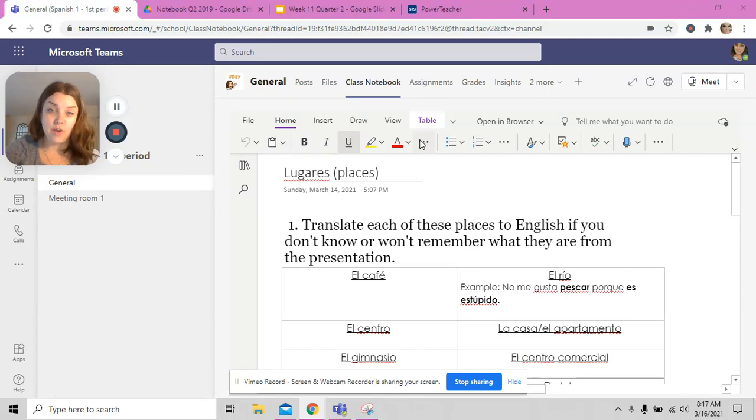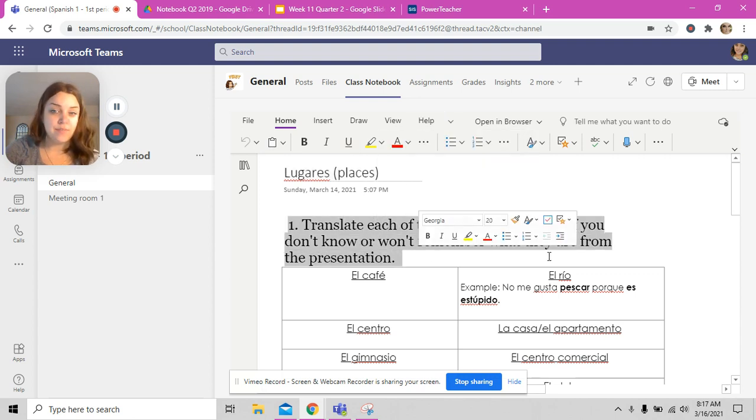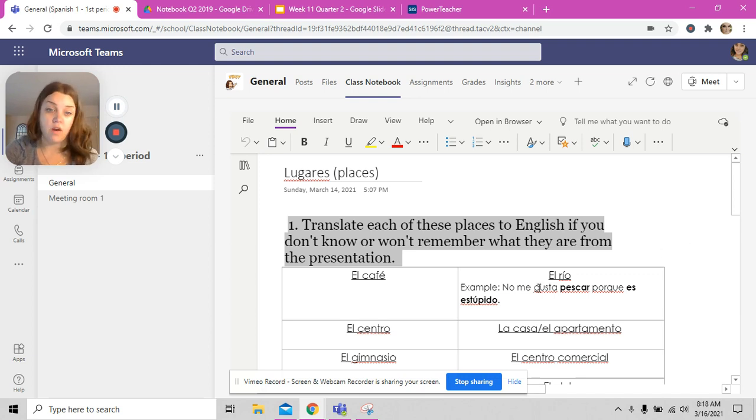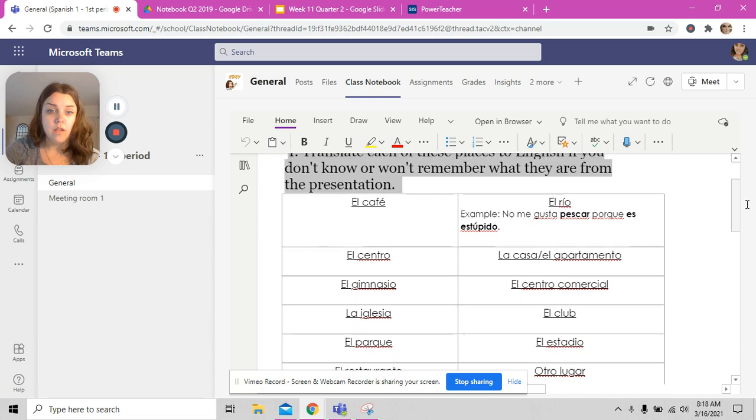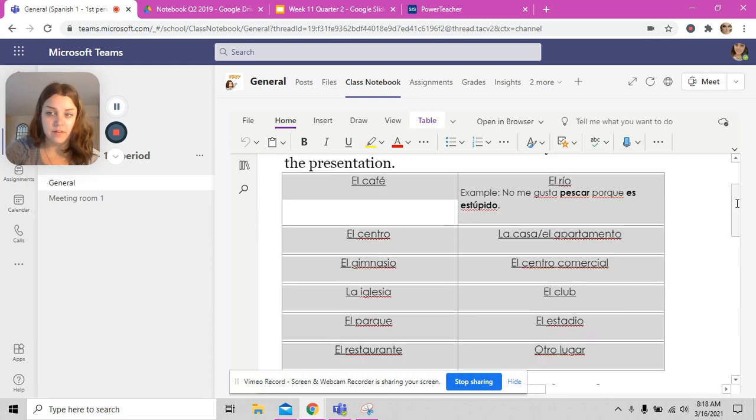All right, so I have already opened the assignment. The assignment is titled Lugares, places. So the first step we're going to do is translate each of these places to English if you don't know or won't remember what they are from the presentation. So you have these 12 places here, okay?